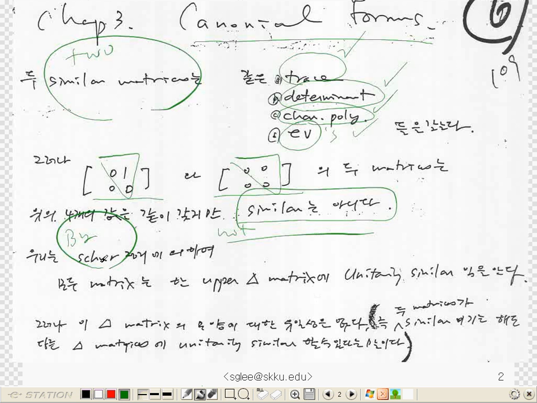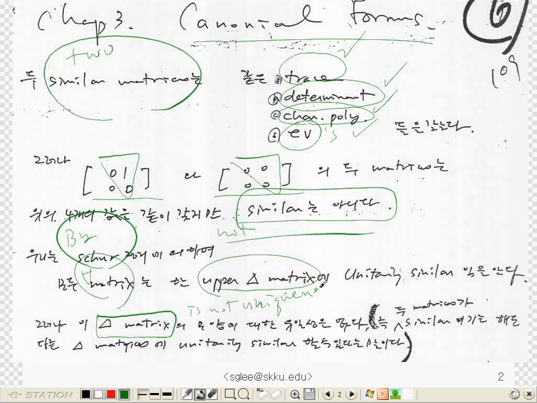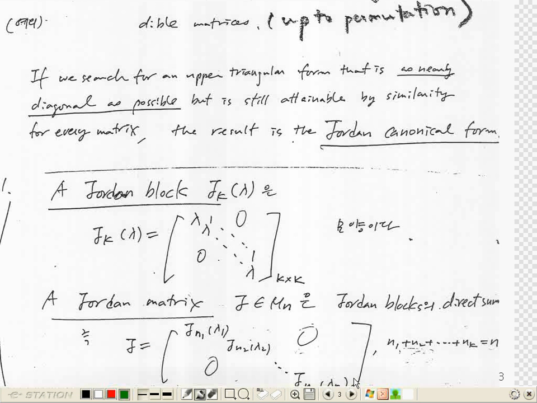By Schur's theorem, we know every matrix is unitarily similar to an upper triangular matrix. But this upper triangular matrix is not unique. So we will investigate how we can find a similar matrix which is simpler as much as we can.